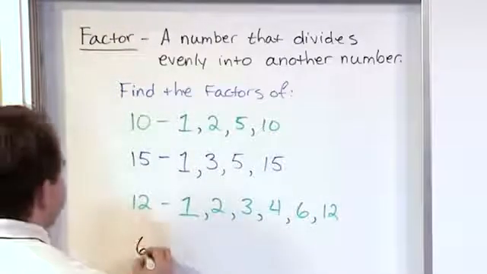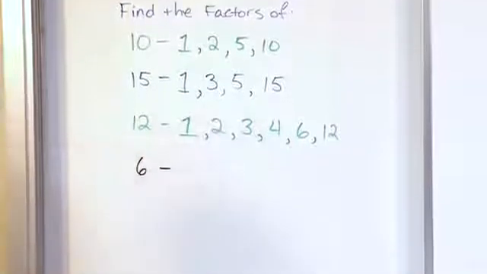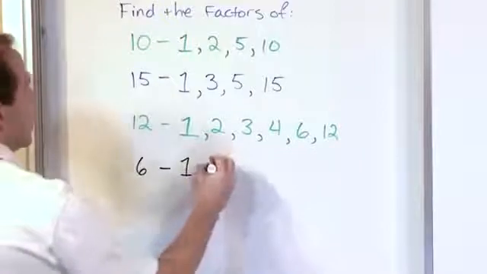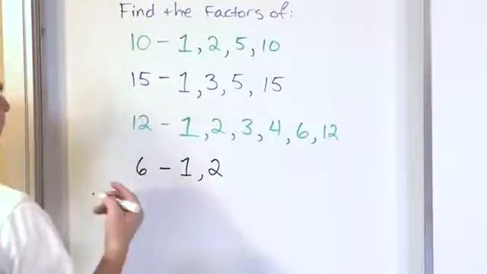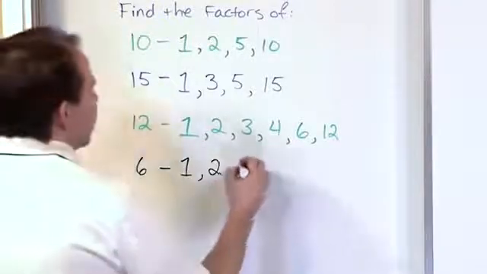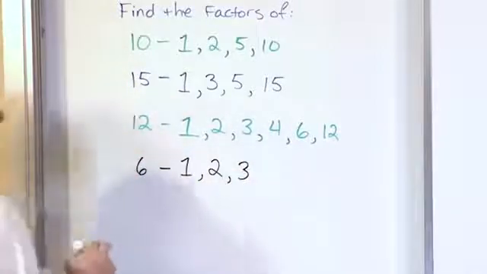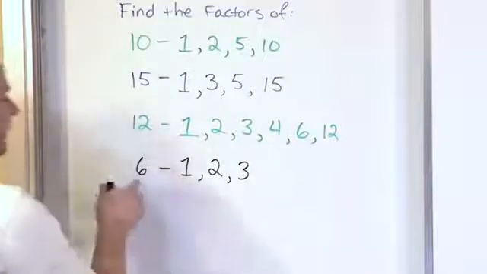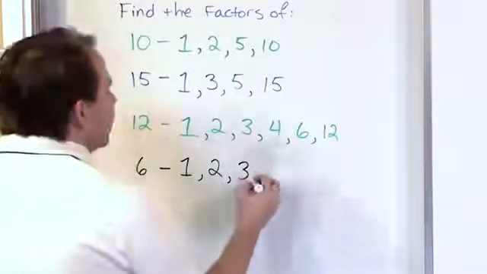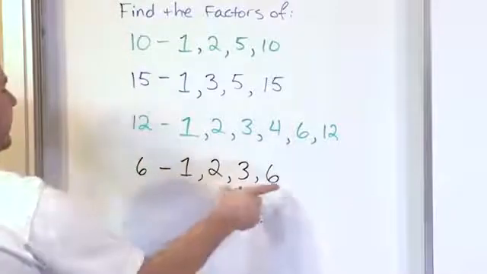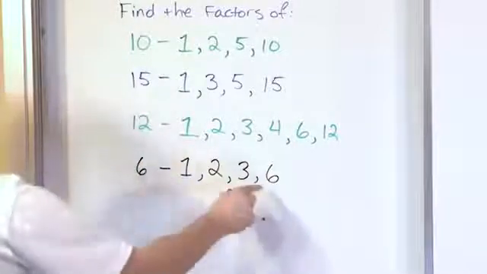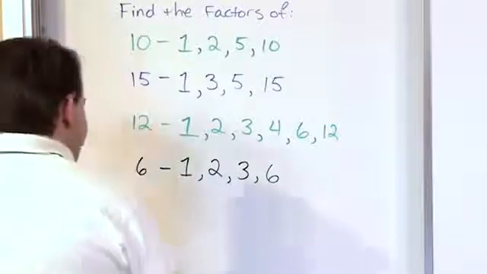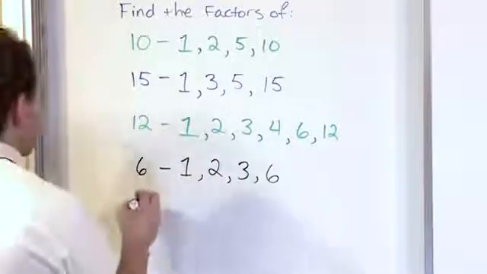What about the number 6? What do you think the factors of the number 6 would be? Well, 1 is always a factor because it can divide into 6. In this case, 2 is a factor because 2 times 3 is 6. 3 is also a factor because 3 times 2 is 6. 4 is not a factor. 5 is not a factor because neither one of those can divide into 6 evenly. But 6 is a factor. Like I said, the last number you get is always going to be the number itself because 6 divided by 6 is 1.